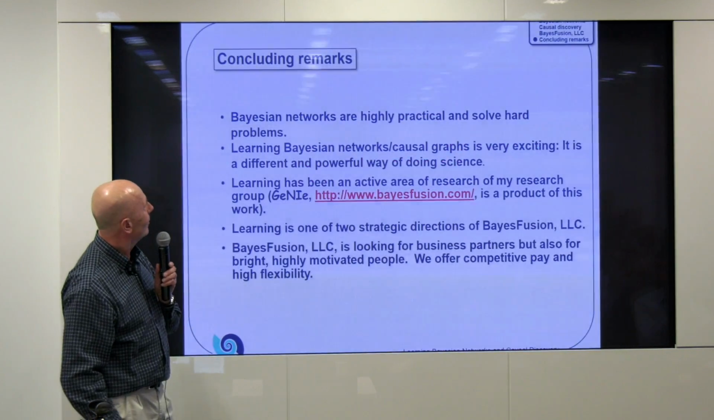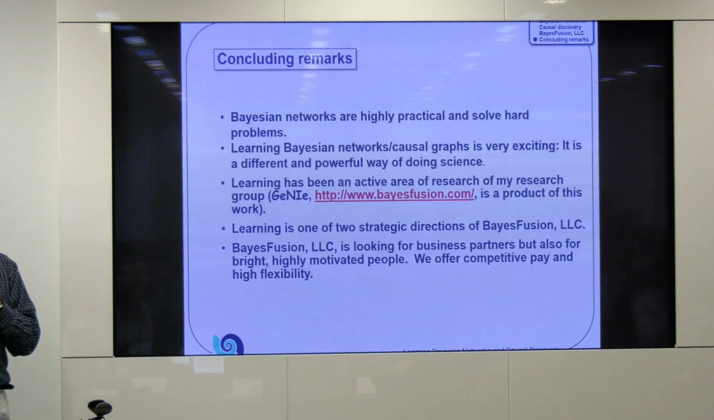So that's it. I just wanted to reiterate the things that I said throughout the talk. Bayesian networks are practical. Probability theory, which was believed to be impractical, suddenly has become practical. They're actually quite old, already 30 years old or so, although a lot of development happened in the last 20 and then 10 years. Learning is exciting. It's a different, powerful way of doing science in terms of causal discovery.